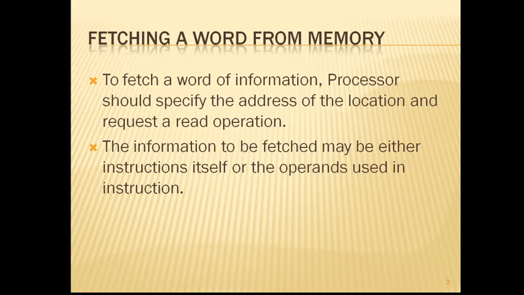To fetch a word of information from memory, the processor has to specify the address of the memory location where this information is stored. It also should request a read operation, because fetching is nothing but reading the data from the memory. So in order to do that, we have to send a request line for a read operation. This applies whether the information to be fetched represents an instruction in a program or the operand specified by an instruction.